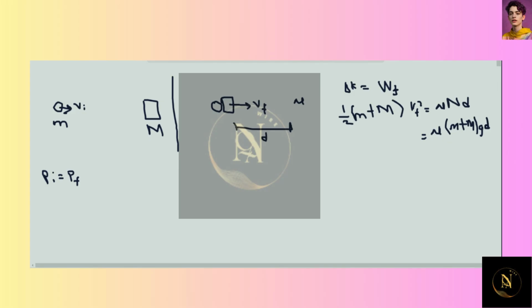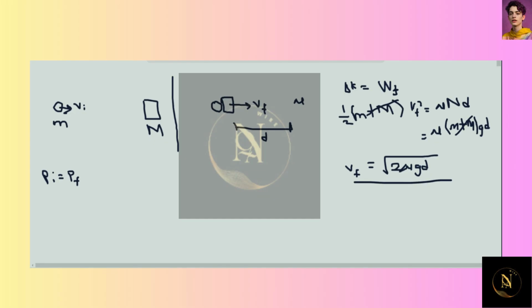Now you have masses on both sides, so these can cancel. Once you take the square root of both sides, your v final is equal to the square root of 2 mu g d. So this is your final velocity.